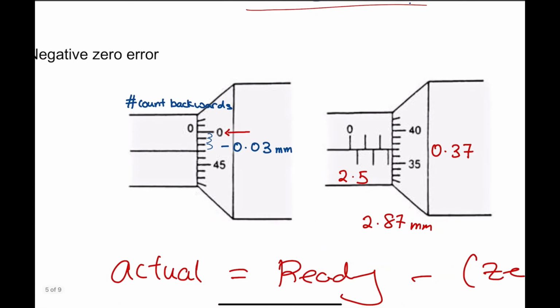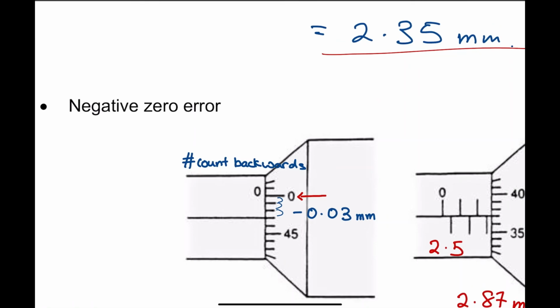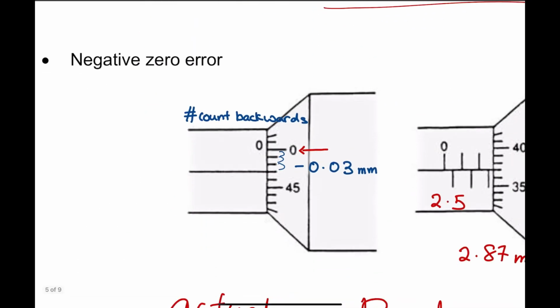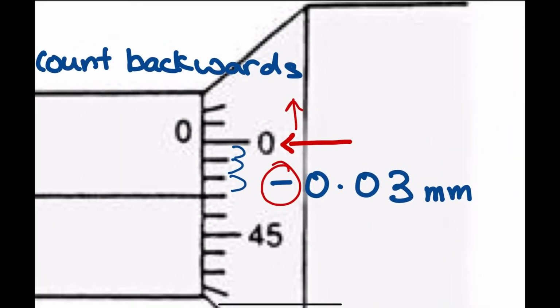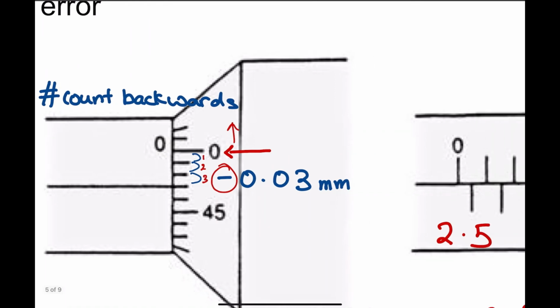For zero error, you see again, just now for the positive zero error, the zero is downstairs. Now the zero is upstairs. So therefore now it is a negative zero error already. And you need to count backwards also. So you see, I count 1, 2, 3. Negative 0.03 mm. Count down backwards. If it is negative, always count backwards. Positive, just count as per normal. Okay. Negative must count backwards.